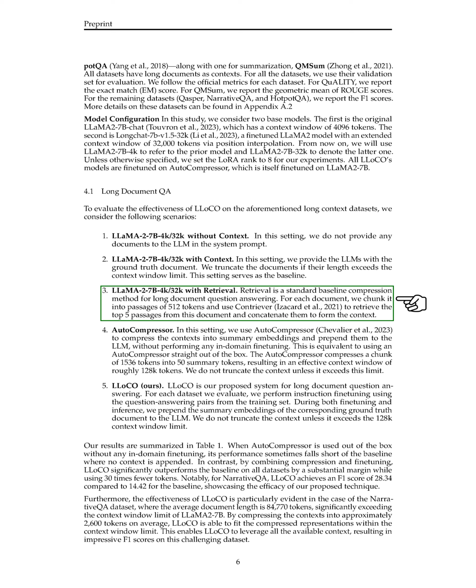Next, we explore a scenario where we use retrieval as a standard baseline compression method. We divide each document into passages of 512 tokens and retrieve the top 5 passages using Contriever, concatenating them to form the context.